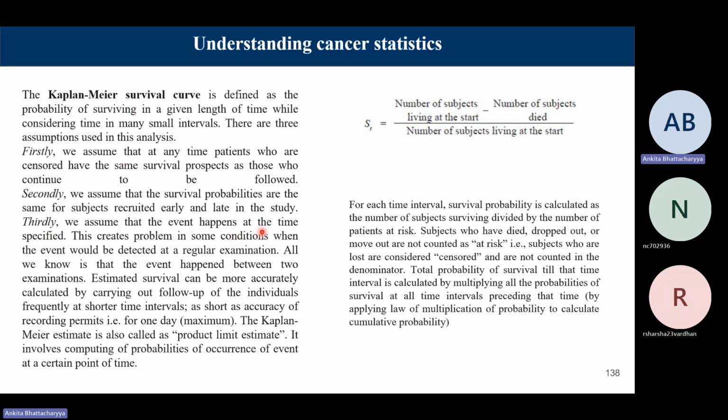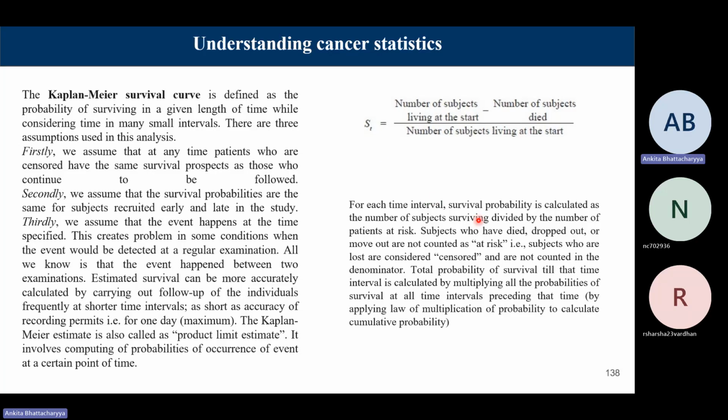Thirdly, it is assumed that the event happens at the time specified. This creates problems in some conditions where the event would be detected at regular examination. We know that the event has happened, and estimated survival can be more accurately calculated by following up individuals frequently at shorter time intervals, as short as accuracy of recording permits. The Kaplan-Meier estimate is also called the product limit estimate. It gives you the probability of occurrence of an event at a certain point of time. These are just additional statistics for you to know about the plot.